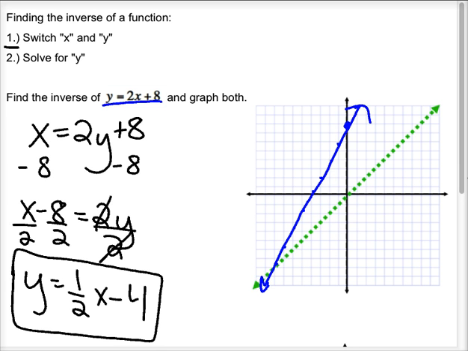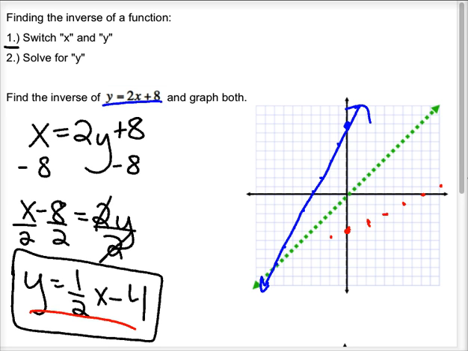So there is my original line, my function. Now I'm going to plot my inverse function again so I can see graphically what this looks like. So start down at my y-intercept, which is down at -4. And now I have a slope of 1 half. So up 1 over 2, up 1 over 2.